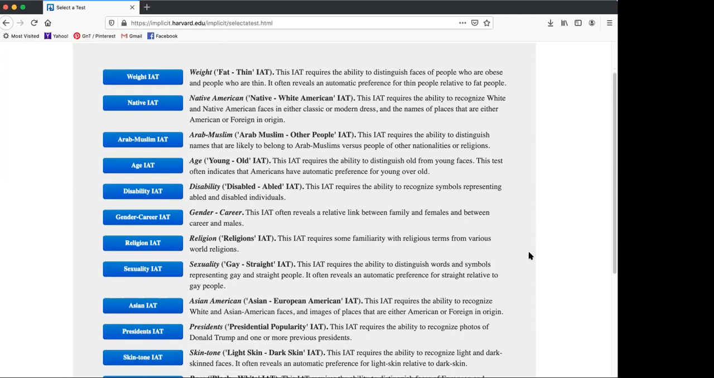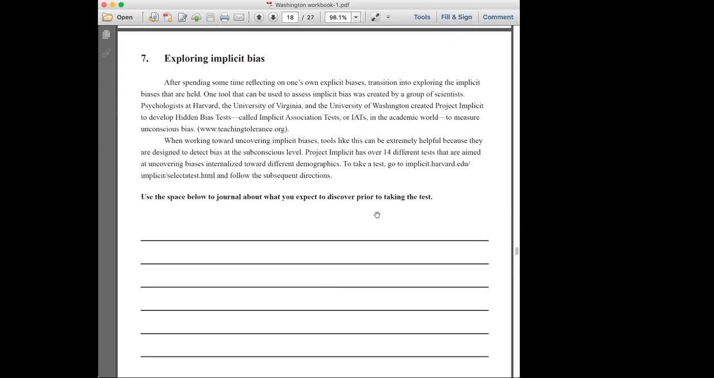I'm not going to actually click on any just because I don't want to give you a preview of the exact tests that they're going to be giving you. A lot of it relies on how quickly you're clicking on different items. So I don't want to give you a sneak preview of that, but I wanted to at least familiarize you with what it looks like once you come to the link. So I'm going to now switch back to the workbook. And we will move on.